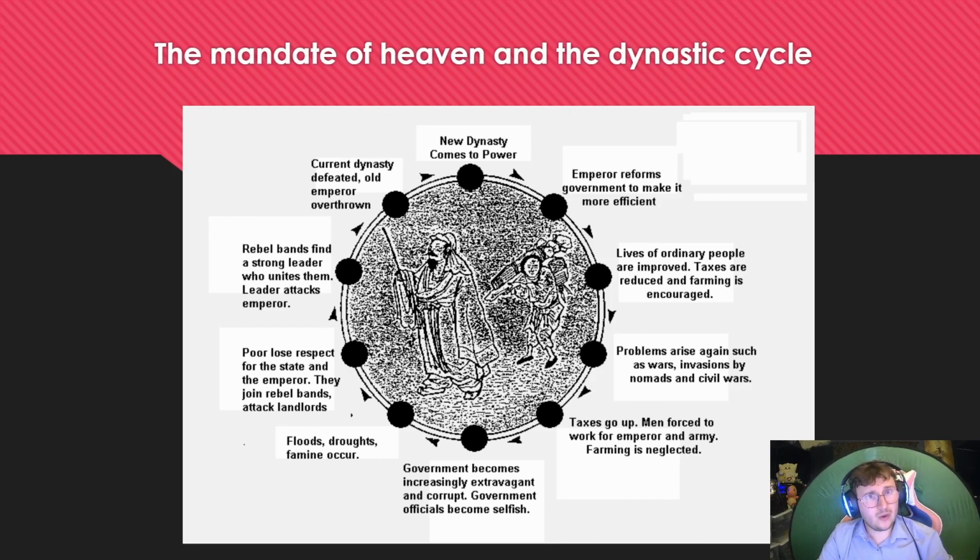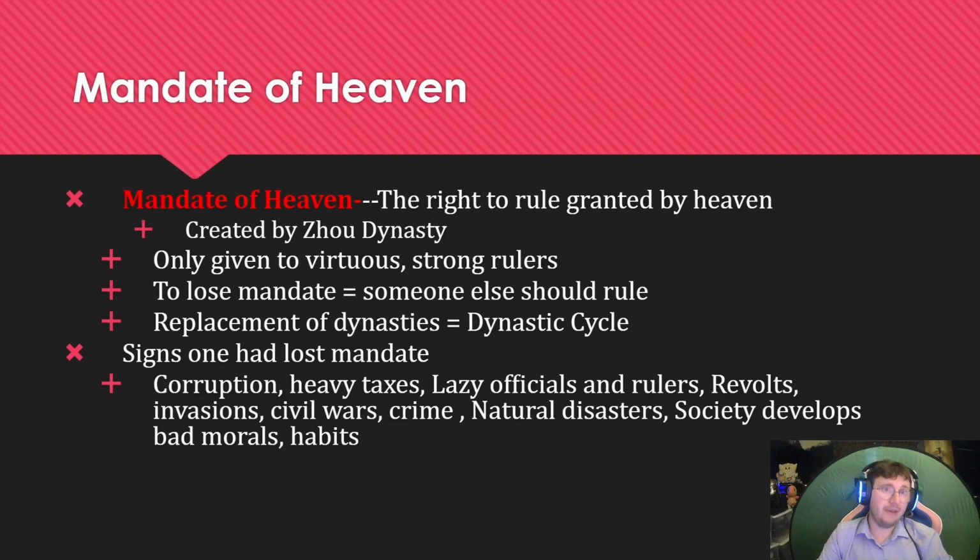There's some other ways that you can know that you've lost the mandate of heaven. Some of them we've already mentioned. We just mentioned corruption, heavy taxes, lazy officials and rulers, revolts, invasions, civil war, crime, but also one, natural disasters. Natural disasters. If a tsunami or an earthquake happens and wipes out part of your population, that's obviously your fault as the emperor, and you've lost the mandate of heaven.